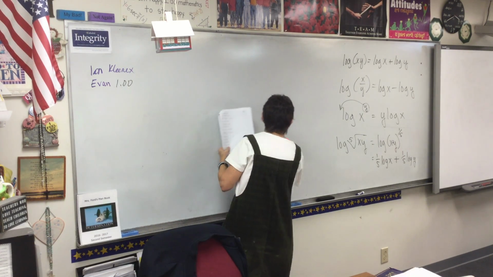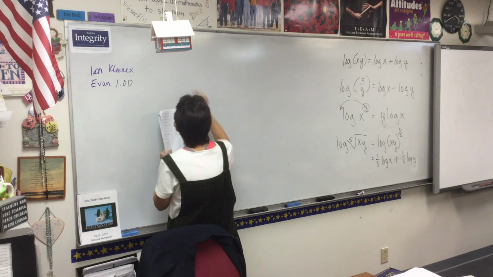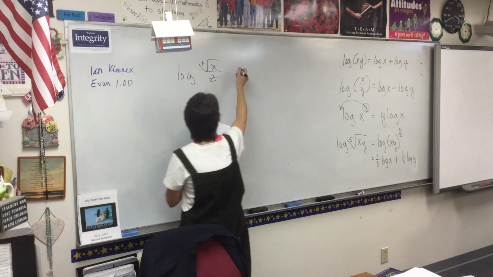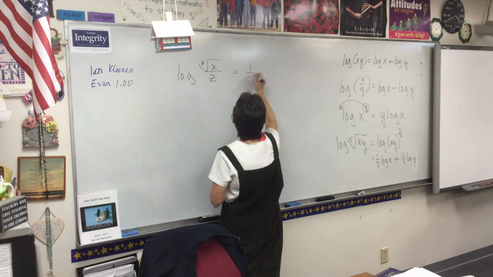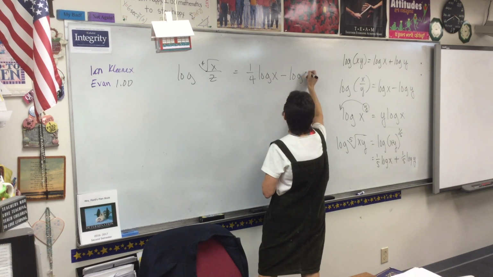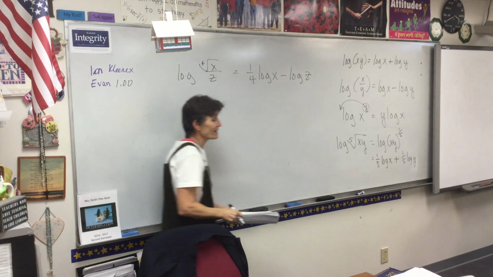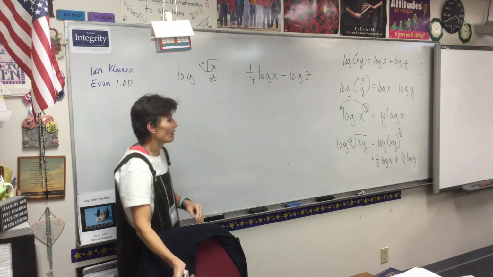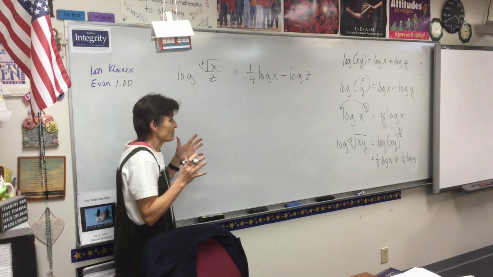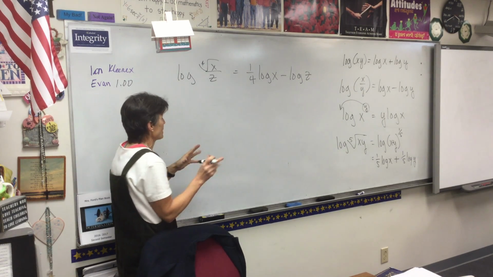1/4 log x minus log z. Okay, what did you say, Evan? 1/4 log x minus, would that be log z? It would be log z. Okay. That is absolutely perfect. Now, he went straight to the answer. I don't know how the rest of you do it. If you can process all that, that's awesome.